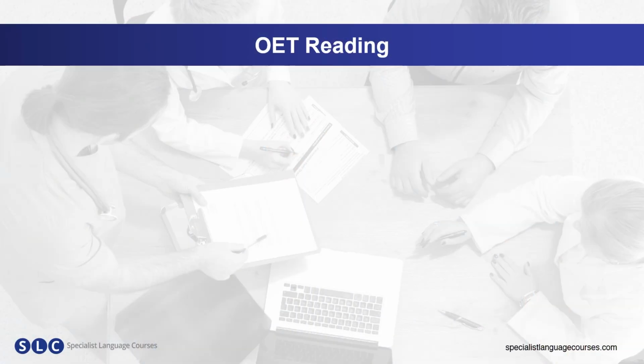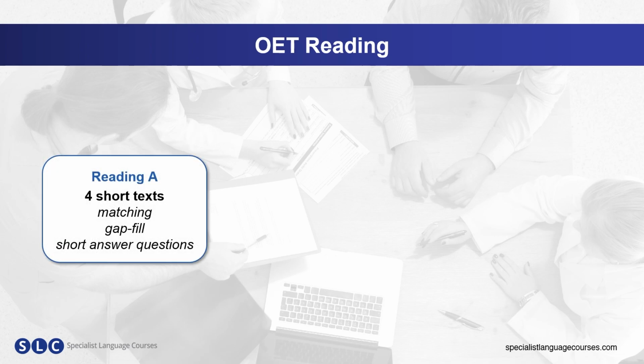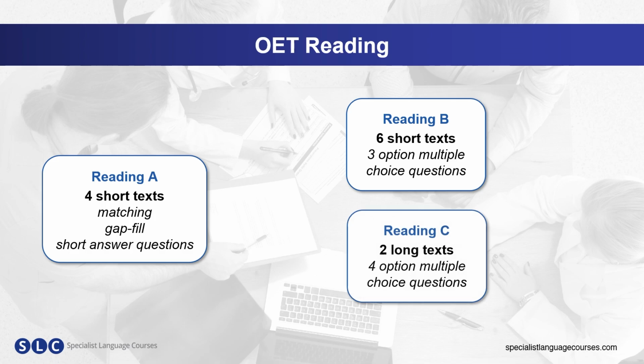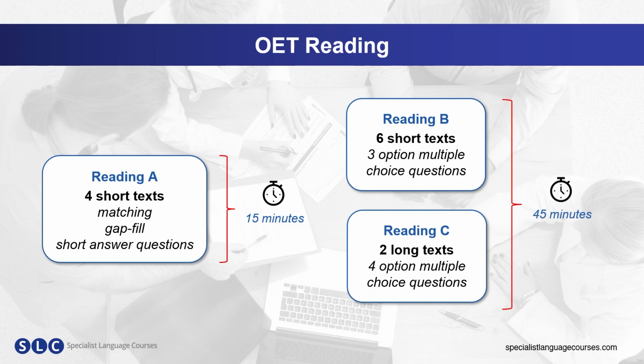So the reading paper has 3 parts. You will start with part A, where you have 4 short texts and 3 tasks to complete. Part B has 6 short texts with multiple choice questions, and reading C has 2 long texts with 16 multiple choice questions. You have 15 minutes for part A and 45 minutes for part B and C together.